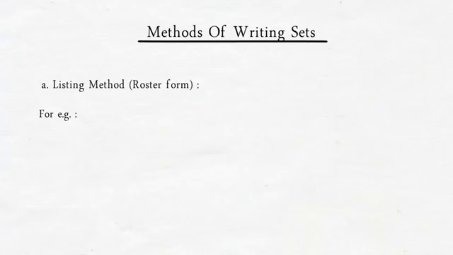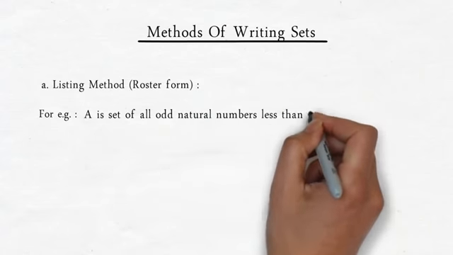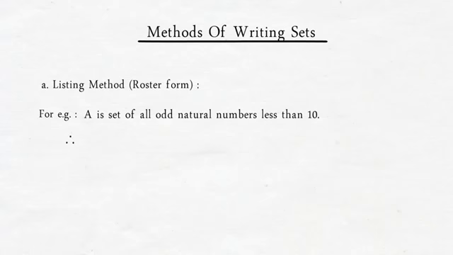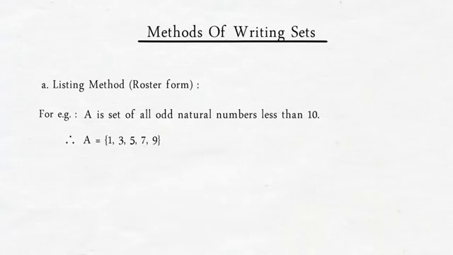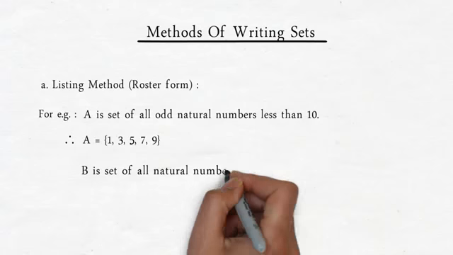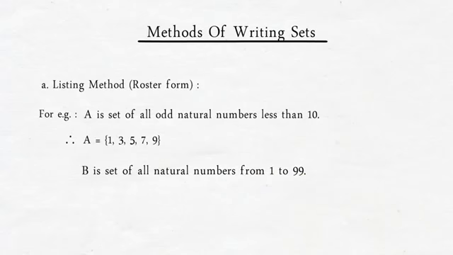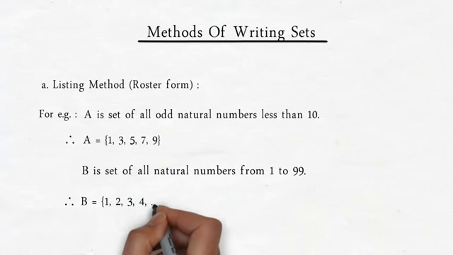For example, A is a set of all odd natural numbers less than 10. Therefore, A is equal to {1, 3, 5, 7, 9}. B is a set of all natural numbers from 1 to 99. Therefore, B is equal to {1, 2, 3, 4, up to 99}.